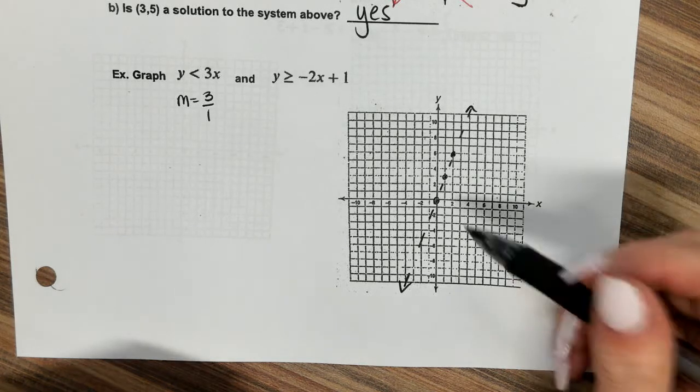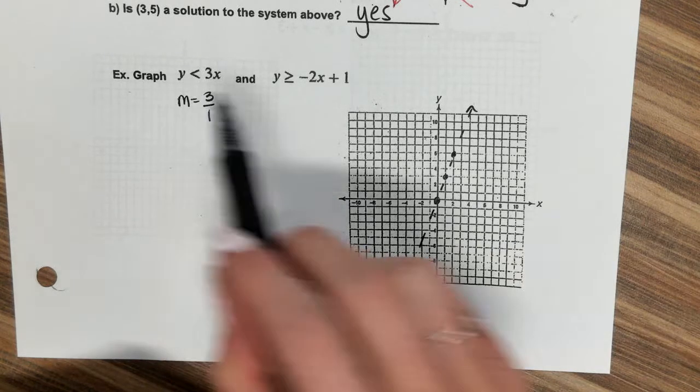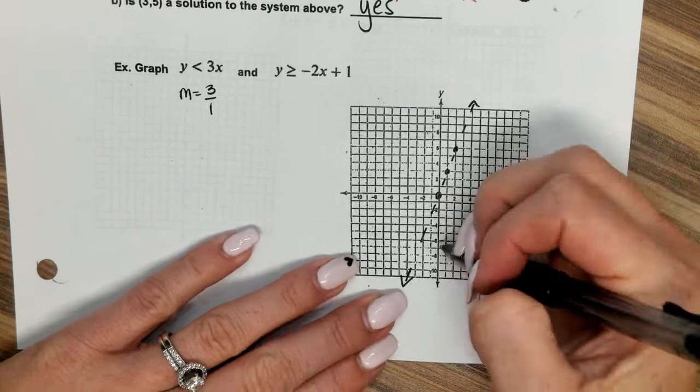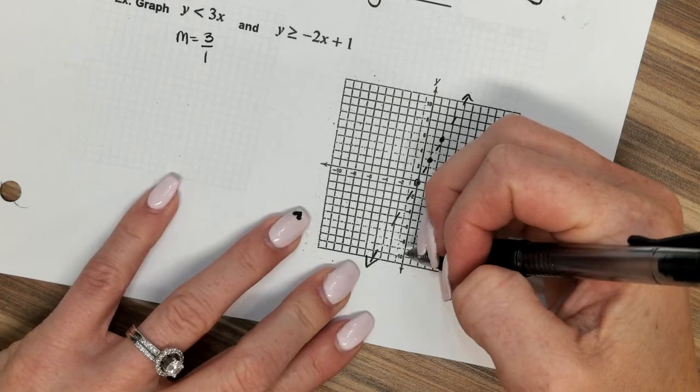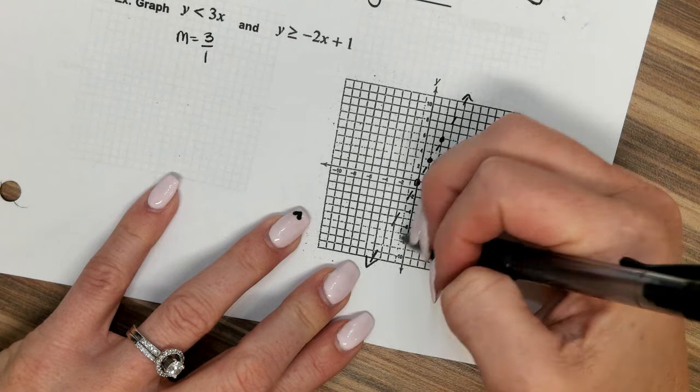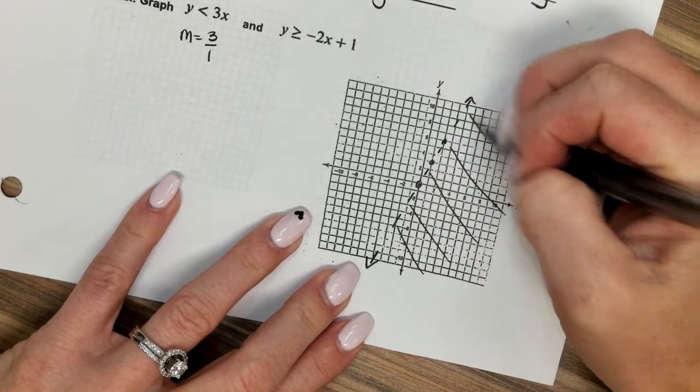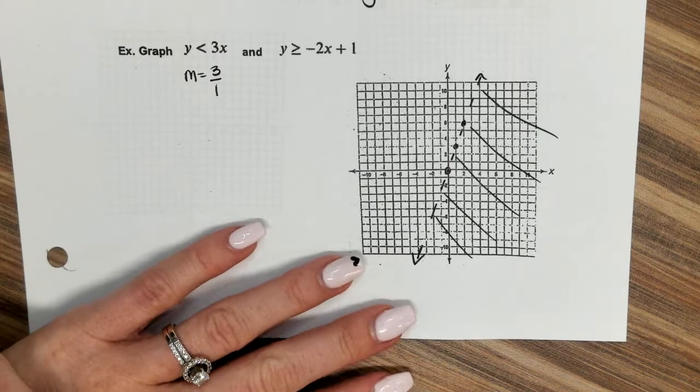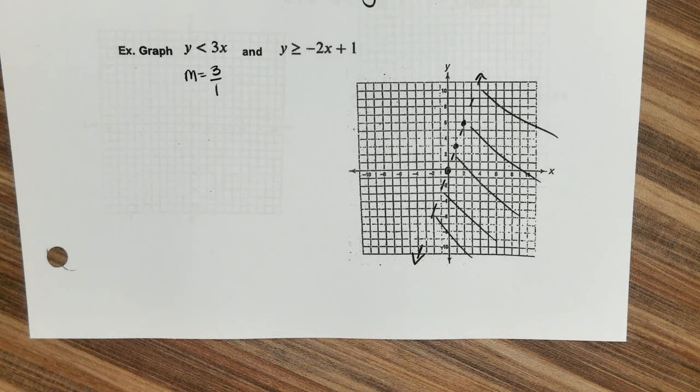Which way would I shade for less than? Below. So I'm going to take it and I'm going to go like this. I don't want to overshade. I'm just looking at where they both end up being.